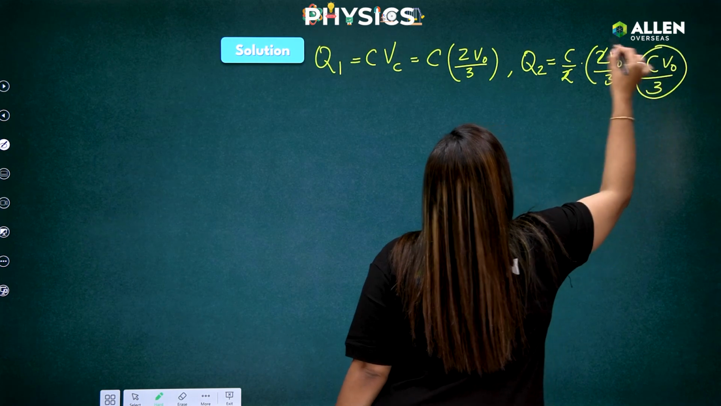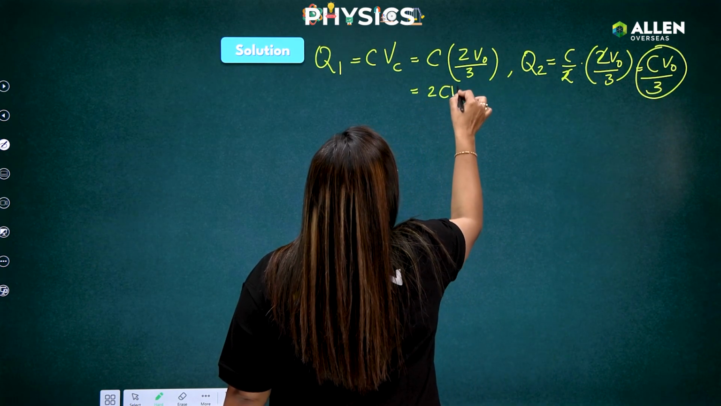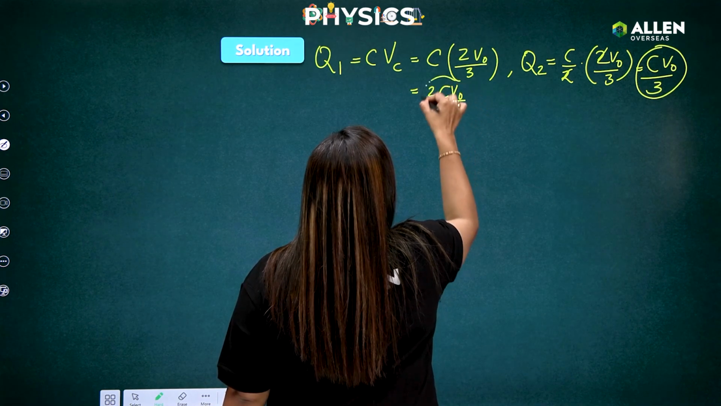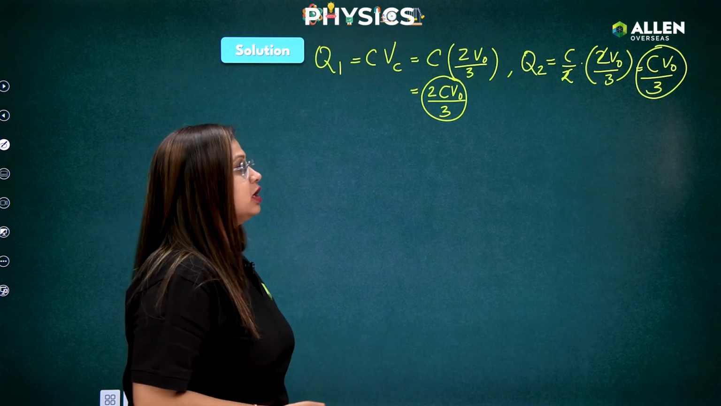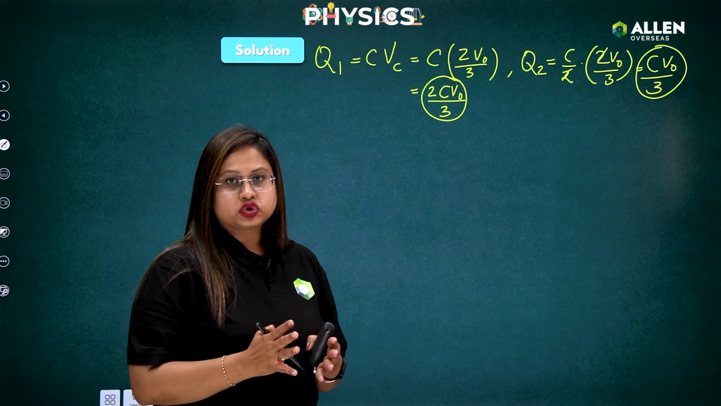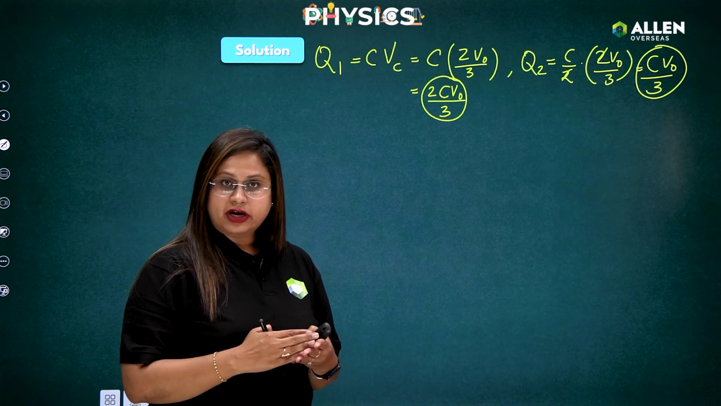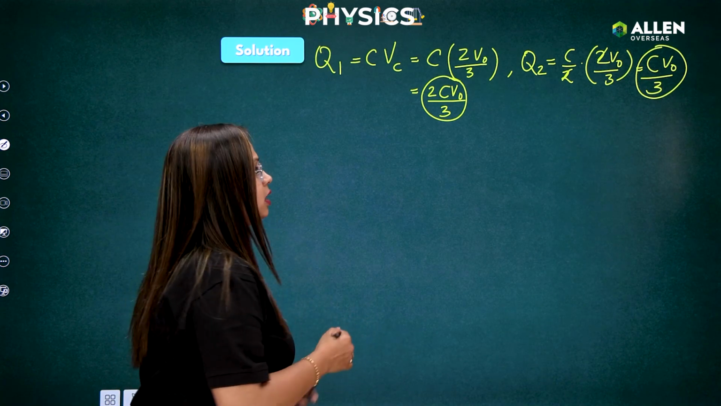If the question is asked about how much charge is on both capacitors, the first one will have a charge of 2CV naught by 3, and the second one will get a charge of CV naught by 3. The one with more capacitance stores more charge. Now let us find out the change in energy in the process.